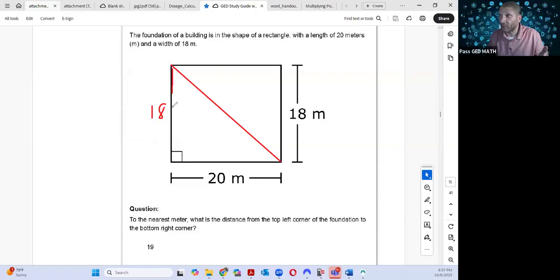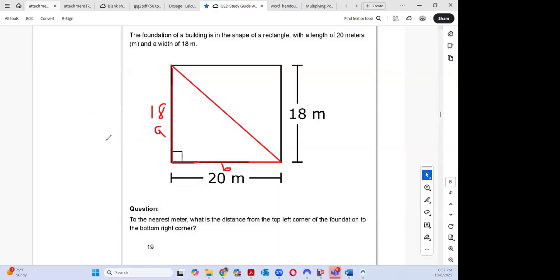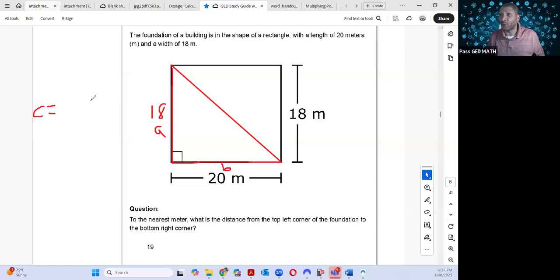So I'm looking at this right triangle right here. My two legs are 18 and 20. This is my A. This is my B. Mr. Tinsley told me I need to find out what C is. He told me the shortcut. He said C equals the square root of A squared plus B squared.